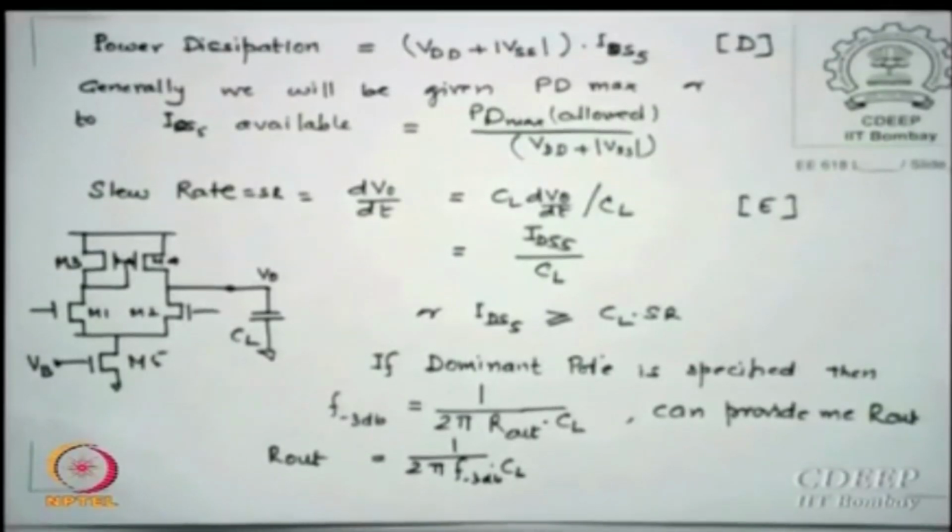From where does this get specified? Why should I specify power dissipation? Do you know from where this power is actually getting limited? You can say power supply, yes, that is a great issue, but that is not the only reason. Temperature.